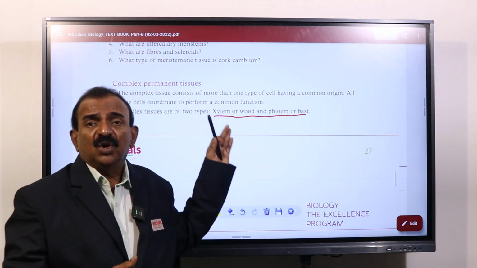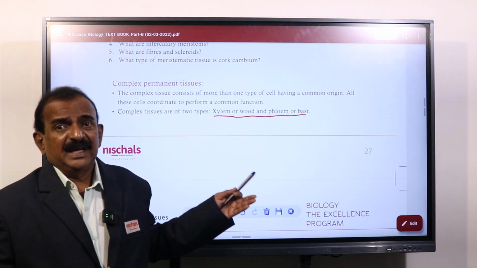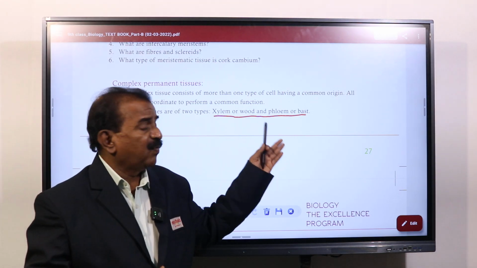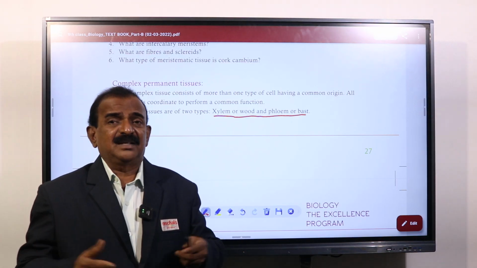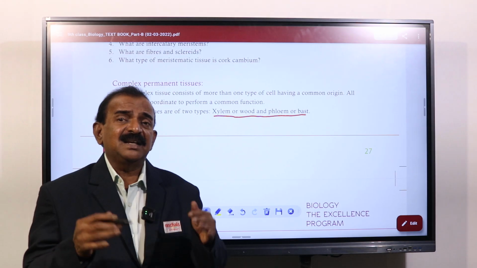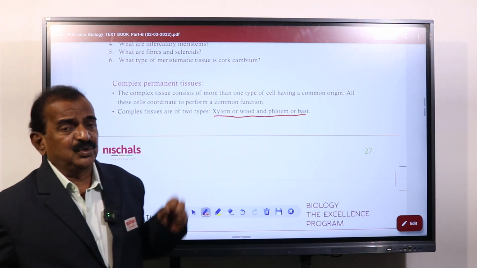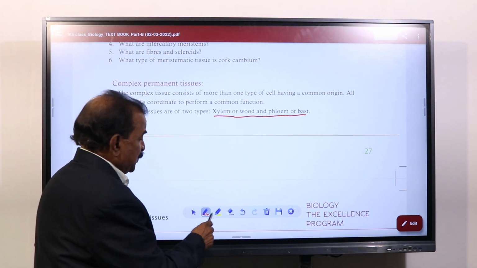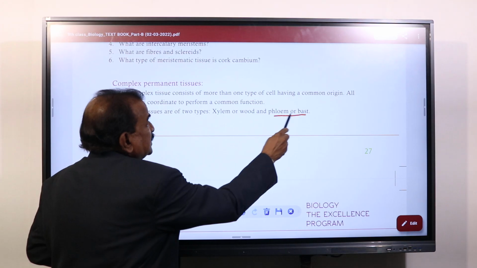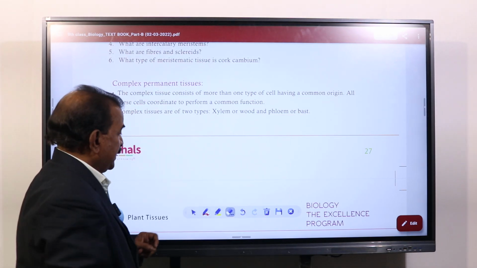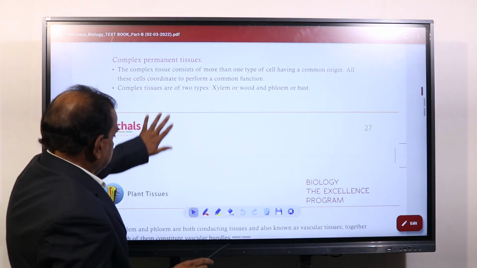You need to write that xylem tissue provides mechanical strength and forms wood, and phloem tissue is called bast. So what tissue of the plant is called bast? The other name for bast tissue is phloem, and this tissue is useful for transportation of food. So we discussed xylem and phloem, and now we need to discuss them further.